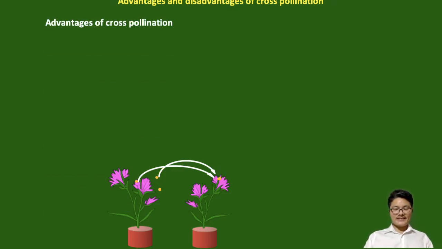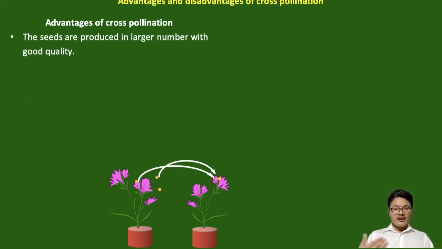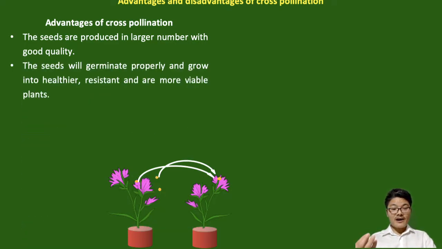First, we'll look for advantages of cross-pollination. Whenever cross-pollination is occurring, there is production of seeds in large number. Along with that, there is production of good quality seeds. If the seeds are having good quality, then on germination, there is production of healthier plants which are resistant to different external factors, resistant to different pathogens, and in a way the plant is becoming more viable.